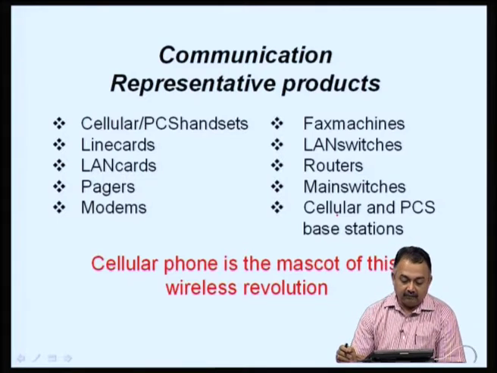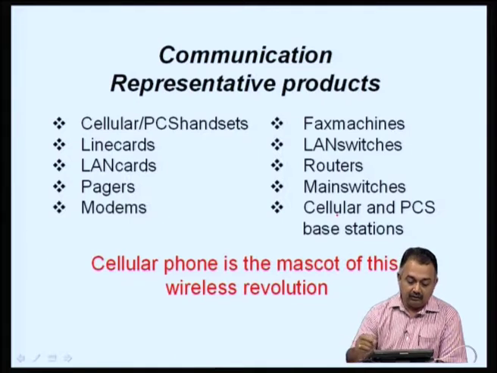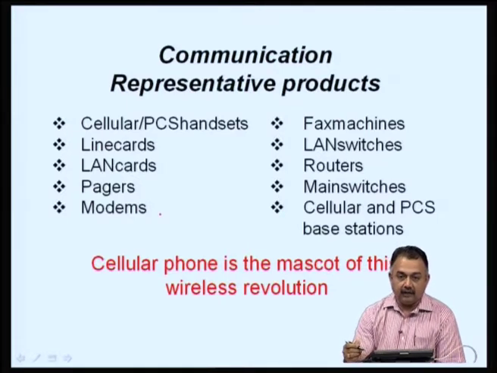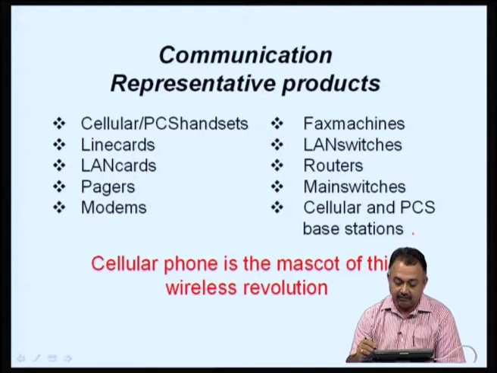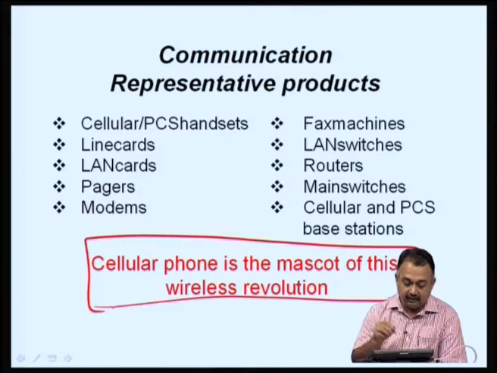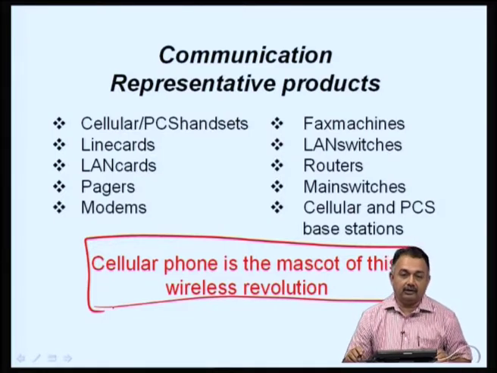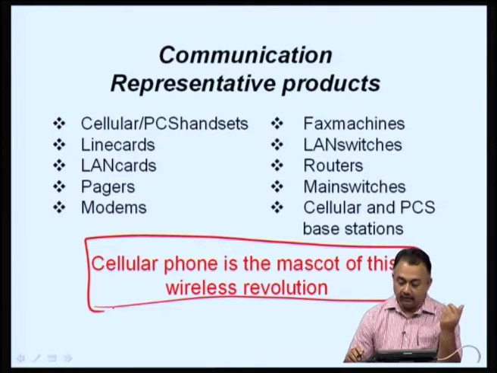So, you can see the volume of business in these areas is very large. If you look at representative products in communication, where you can see high growth and high volume: cellular, PC handsets, line cards, LAN cards, pagers, modems, fax machines, LAN switches, routers, main switches, cellular and PCS base stations. One thing that can be said about the entire scenario in communication products is that the cellular phone is the mascot of this wireless revolution. Today if you talk about packaging in communication, everybody talks about the cellular phone.